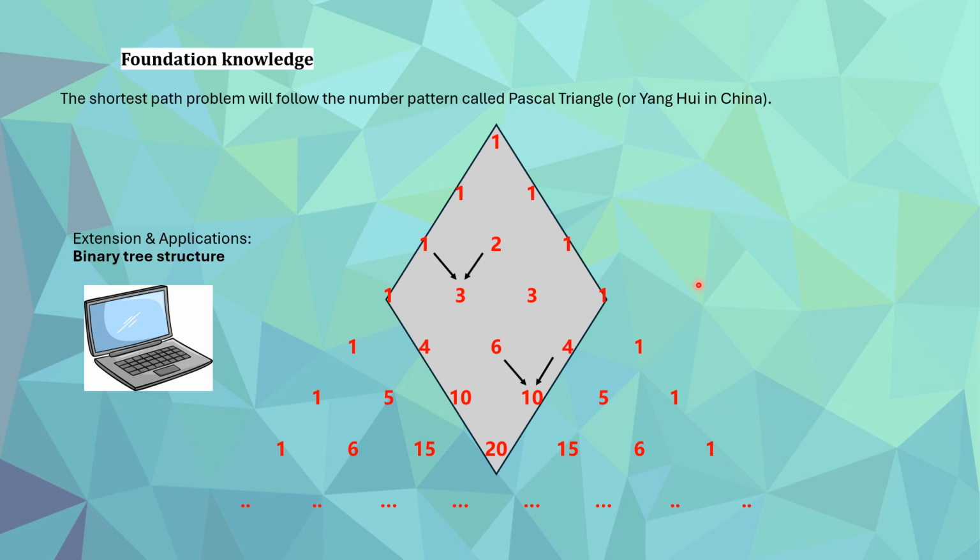So your CPU, your RAM, your hard drive are all using binary for your data storage and processing.